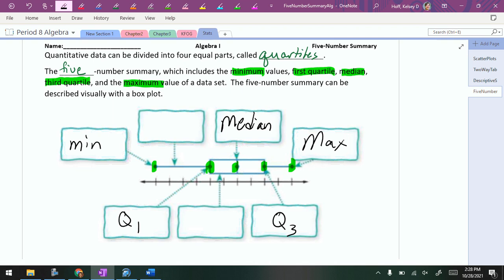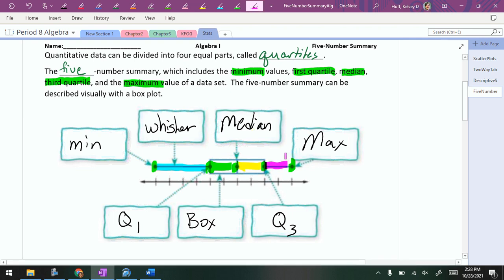Now, the other 2 are just labeling the fact that this is called a whisker, and this is called the box. Okay? So if you notice, between those points, we have 4 different sections, yes? Those are your 4 quartiles. So those 5 points create 4 chunks.